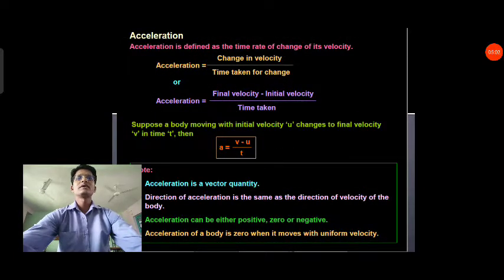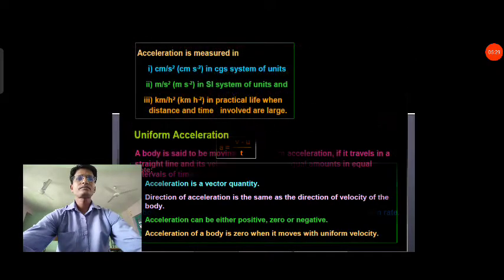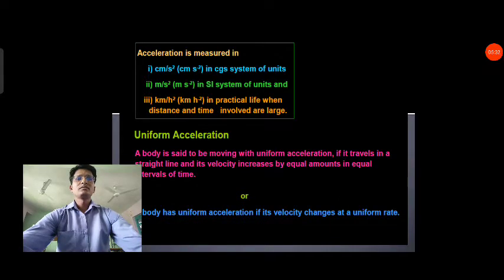And in the last video we discussed acceleration, the change in velocity upon time taken. The change in velocity is the final velocity minus the initial velocity. So if you want to write acceleration as a formula, it is v minus u by t: final velocity minus initial velocity divided by time taken. So a is equal to v minus u by t. The units of acceleration are centimeter per second square, meter per second square, and kilometer per hour square. So these are the units.